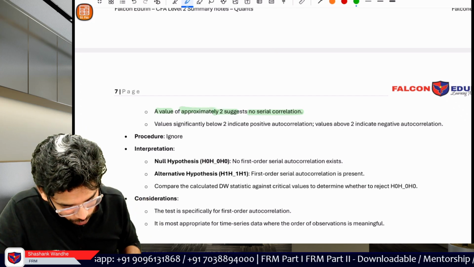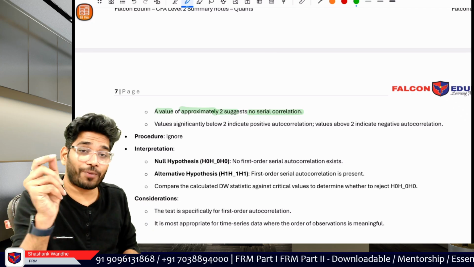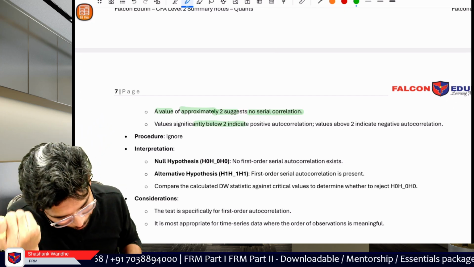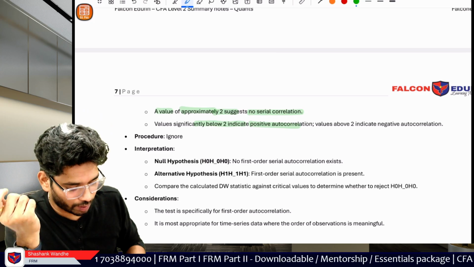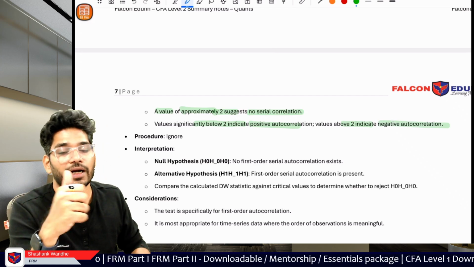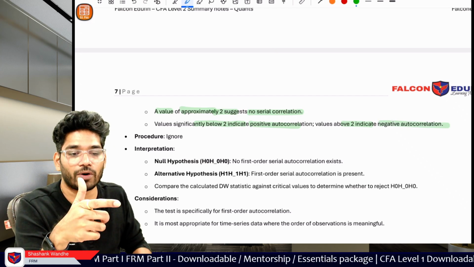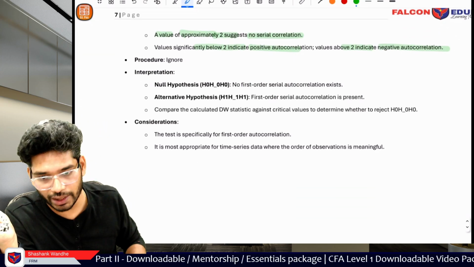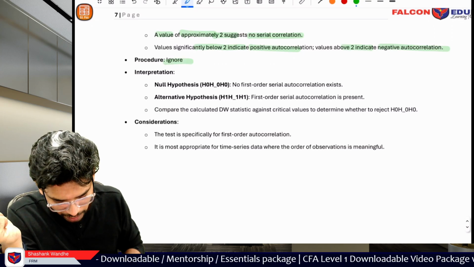A value of approximately 2 suggests no serial autocorrelation. A value significantly below 2 means positive autocorrelation. A value significantly above 2 means negative autocorrelation. Remember it: below 2, positive autocorrelation. Above 2, negative autocorrelation. Approximately 2, zero autocorrelation or no serial autocorrelation. Procedure, you don't have to bother about it.